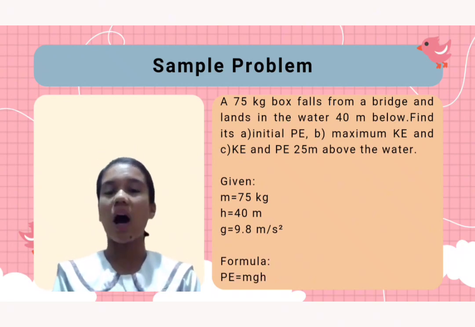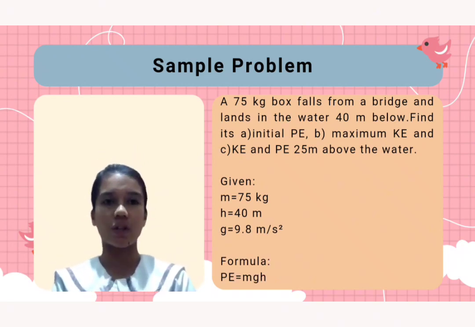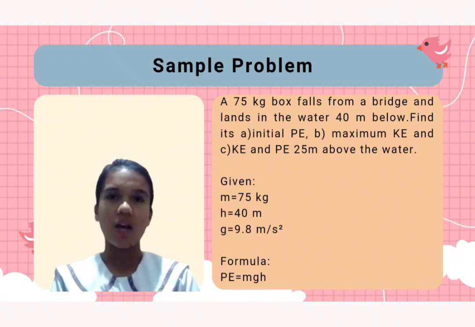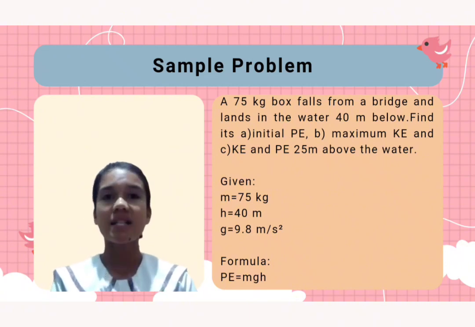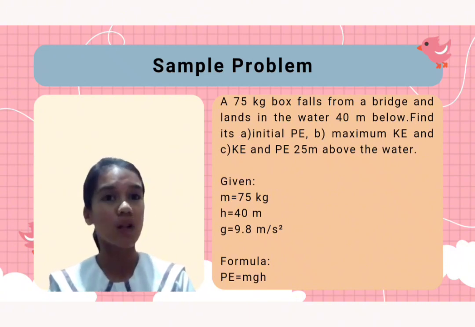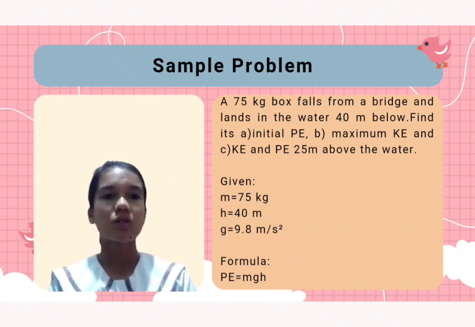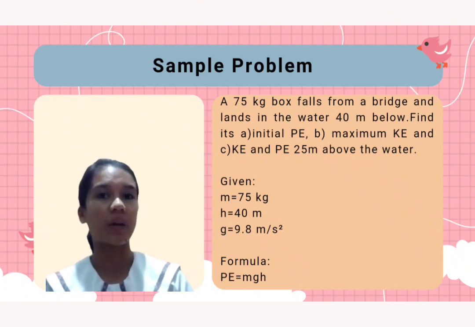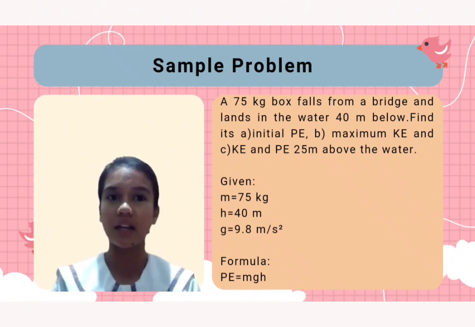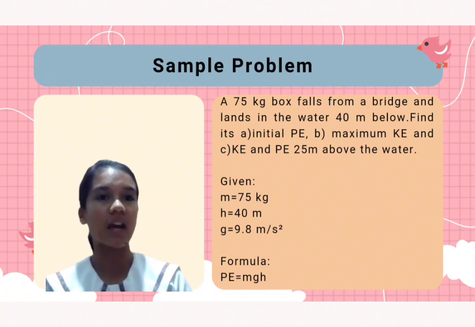Now I will show you how to solve the law of conservation of mechanical energy. So I have one problem. A 75 kilogram box falls from a bridge and lands in water 40 meters below. So we need to find its initial PE and the maximum KE, and lastly the KE and PE 25 meters above the water.